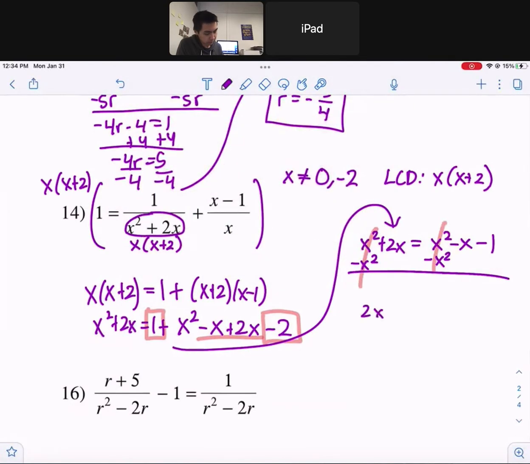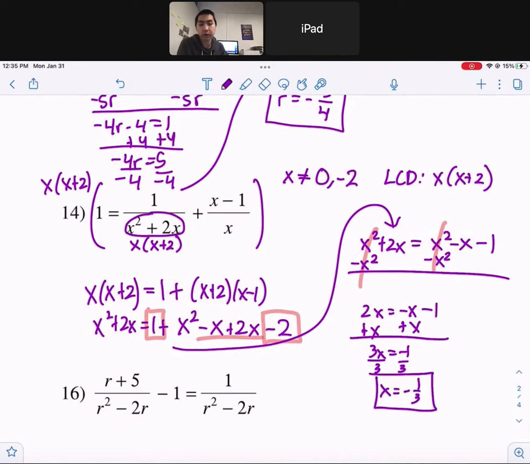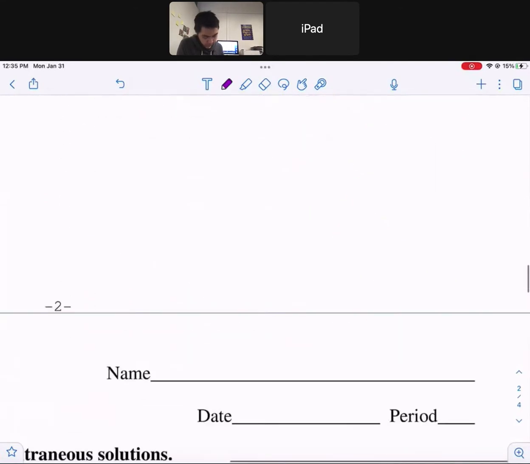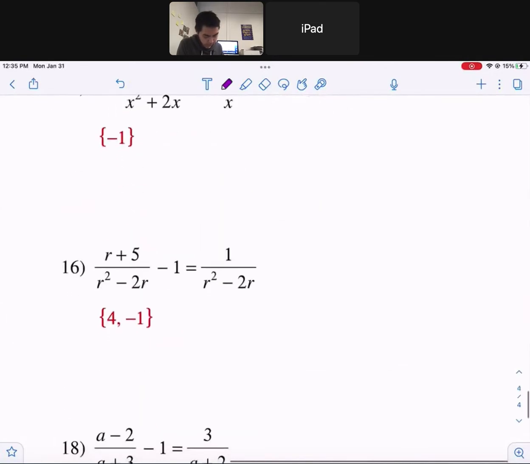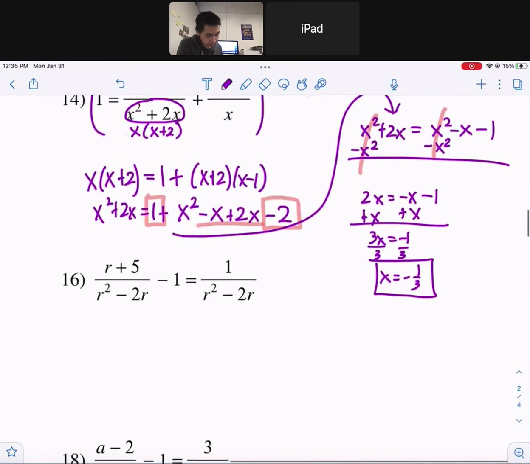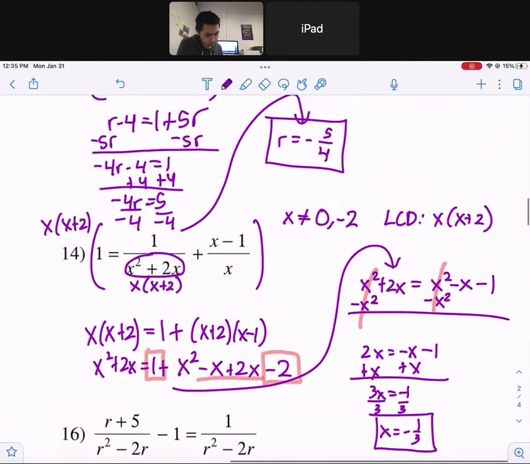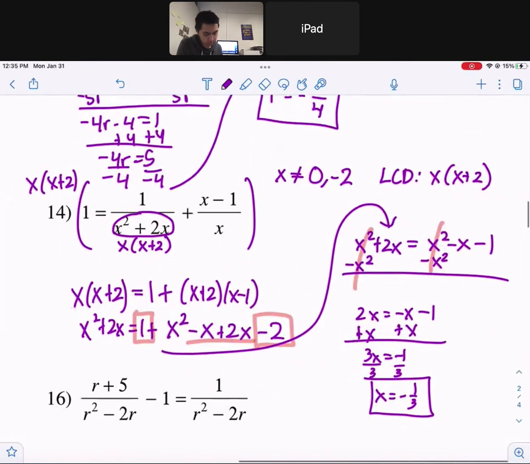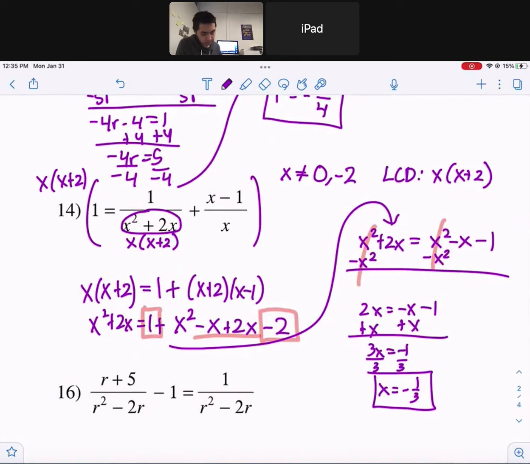So we have 2x equals negative x minus 1. If we add x to both sides, we get 3x equals negative 1, and divide both by 3, x equals negative 1/3. Let's check to make sure that's okay, and it should be x is equal to negative 1. So where do we face problems?